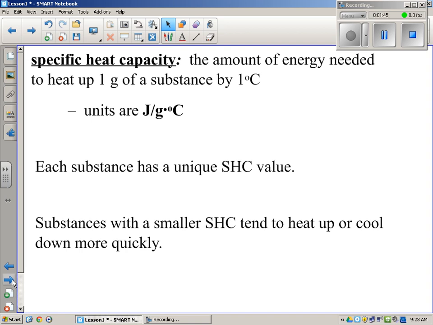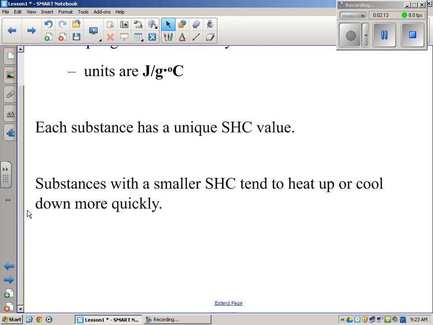How much energy does it require to heat up a gram of aluminum? That is different than the amount of energy required to heat up a gram of copper, or a gram of water for that matter. The units for specific heat capacity are joules per gram degree Celsius. Each substance has a unique specific heat capacity value. Those values are going to be in your data booklet, so let's get those out.